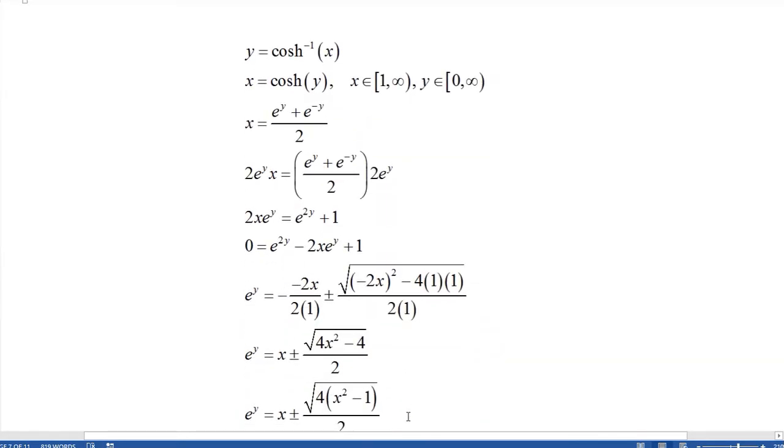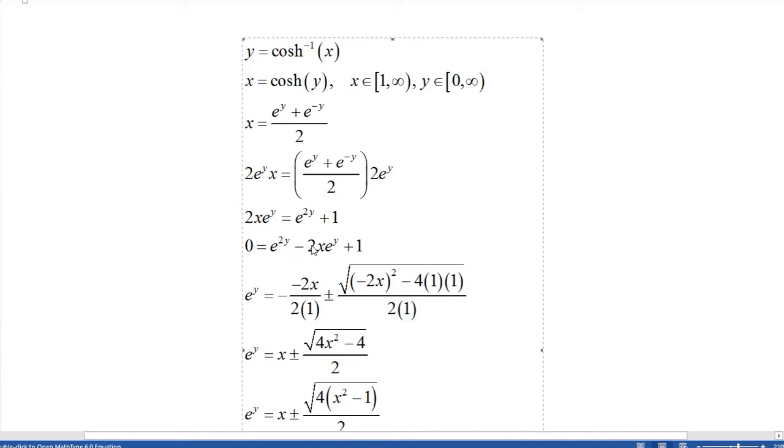Okay, so we can write this in terms of logarithms again. Y equals inverse cosh of x means x equals cosh of y, but with some restrictions: x is from 1 to infinity and y is between 0 and infinity. So x then is e to the y plus e to the minus y over 2, multiplied by 2e to the y on both sides. So this is 2x e to the y. Here the 2's cancel, and the e to the y distributes, making this e to the 2y, plus e to the y times e to the minus y, which is 1.